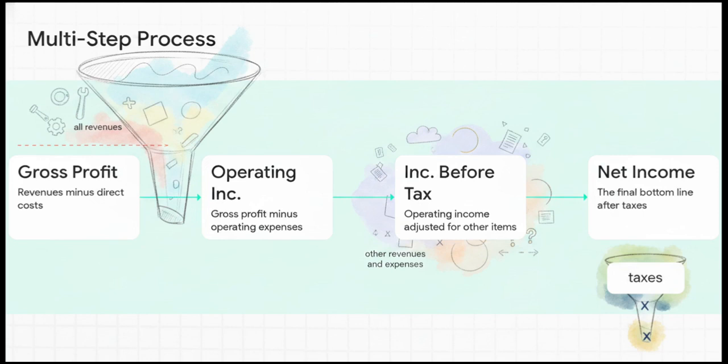First, we peel away the direct costs to get gross profit. Subtract the everyday overheads, and we get income from operations. Then, we adjust for other random revenues and expenses to find income before taxes. Finally, the tax bill hits, and boom, we land at the very bottom line, net income.